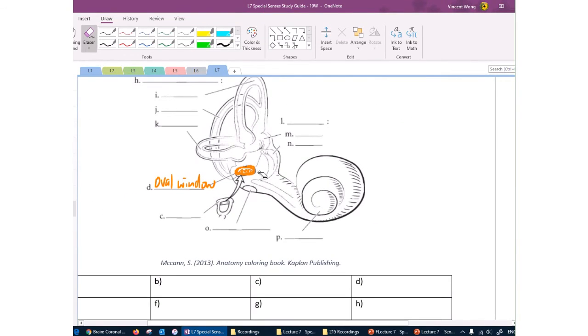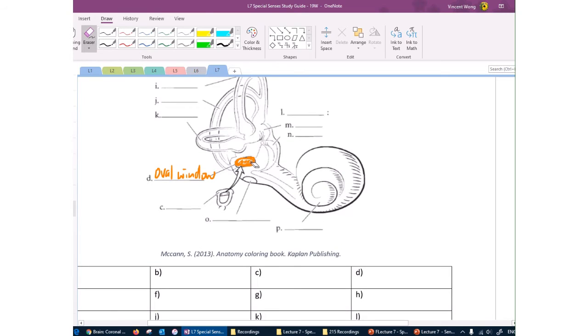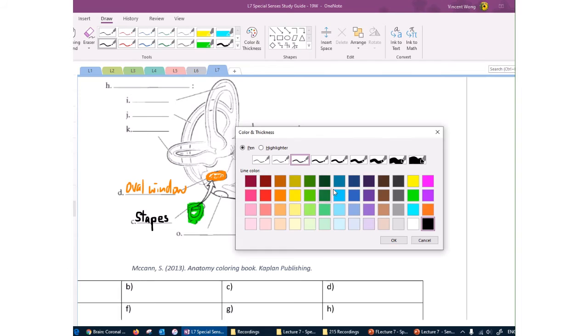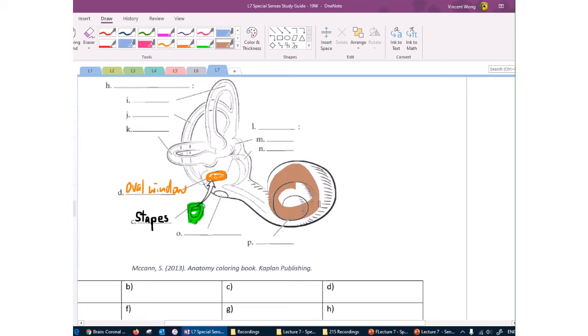So here we see the oval window again, and pressing on the oval window is this ossicle here, the stapes or stirrup, whichever one you prefer. And so the snail shell looking structure here is called the cochlea, and is primarily a bony structure. Okay, so it's hard, and inside the cochlea is where you will have hair cells that would detect sound.